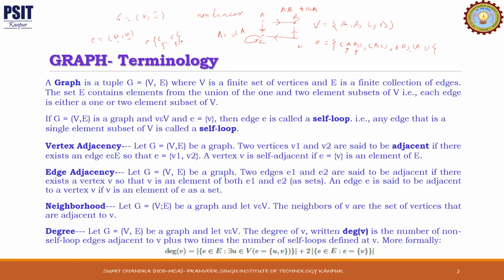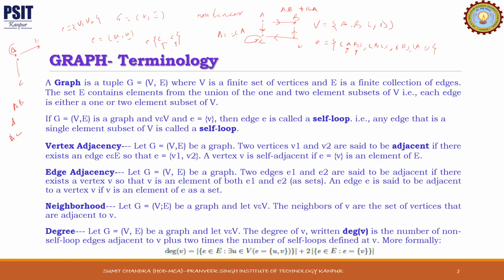Now a vertex is adjacent to another vertex if there is an edge between the two vertices. So if E is equal to V1, V2, we say that vertices V1 and V2 are said to be adjacent. Similarly, edges are adjacent to each other if both edges share the same vertex. For example, suppose this is a graph. We can say that edge AB and edge AC are adjacent because they share a common vertex A.